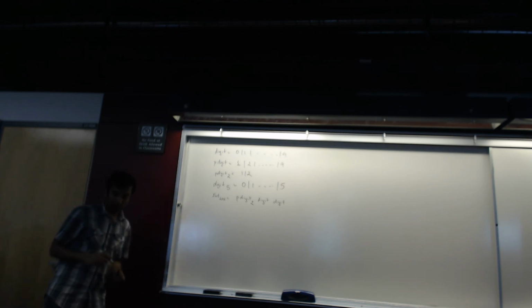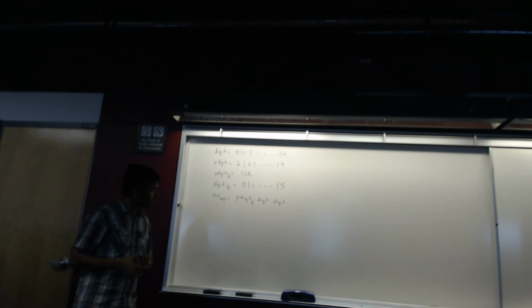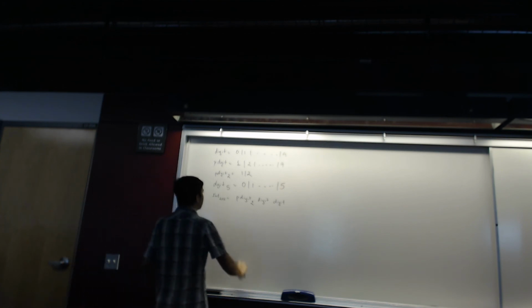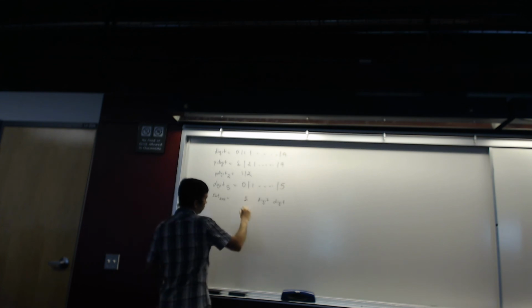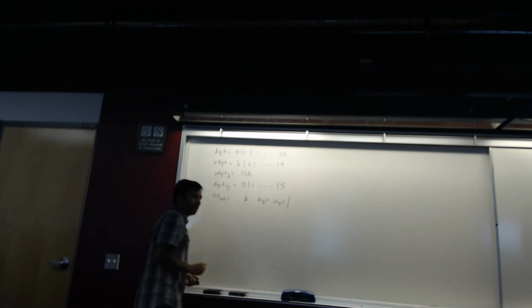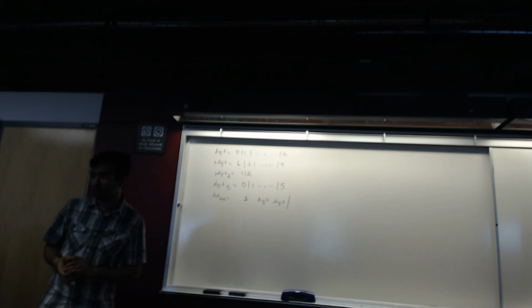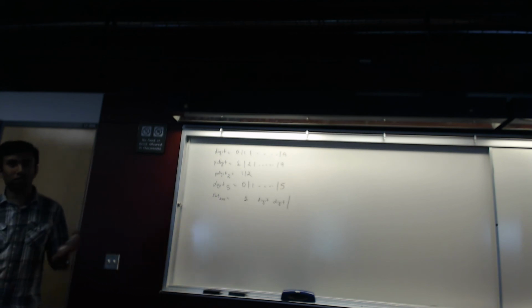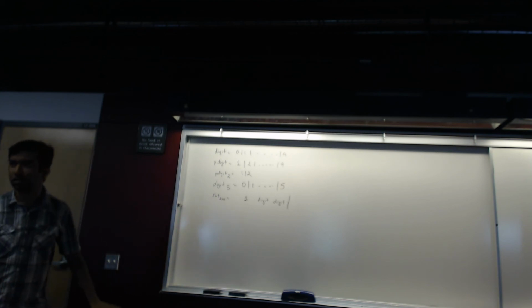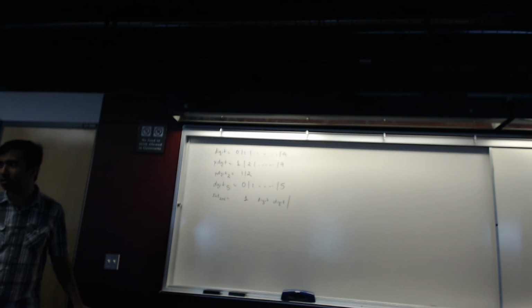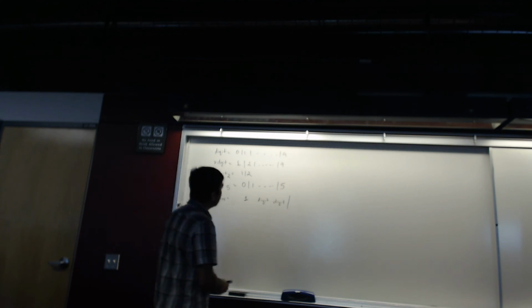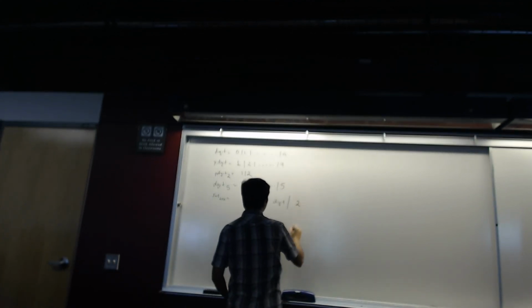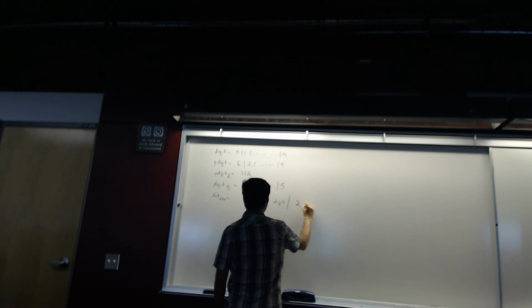So there is a problem. Because if it starts with 1, then all those digits can be anything, right? It can be anything. If it starts with 2, then this one has to be digit 5.